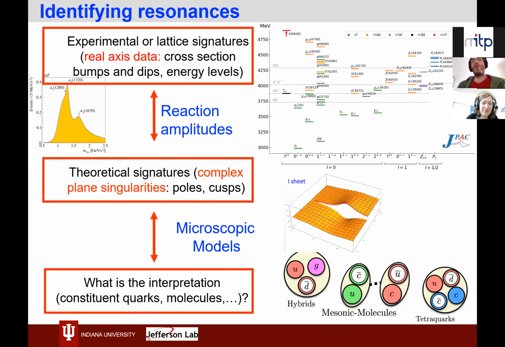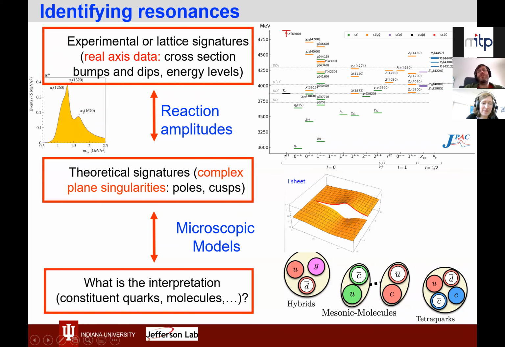So what's the job of JPAC? We want to identify resonances. You can have experimental or even lattice data, which means data on the real axis, like cross sections, bumps, dips, and energy levels. Basically, we are focusing on building reaction amplitudes that allow us to extract poles, the complex plane singularities, because you want to start understanding things like this.